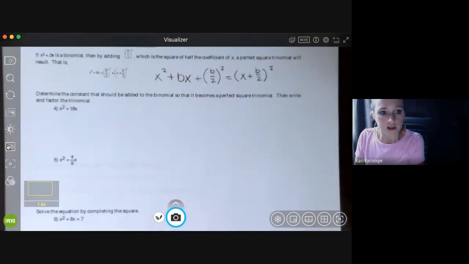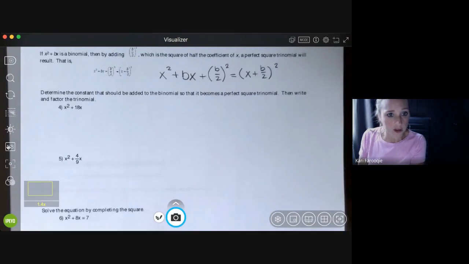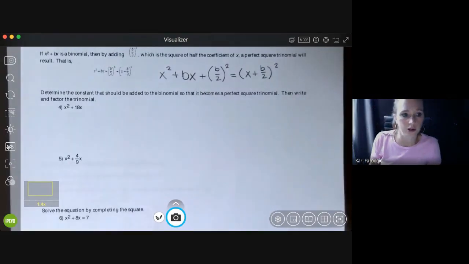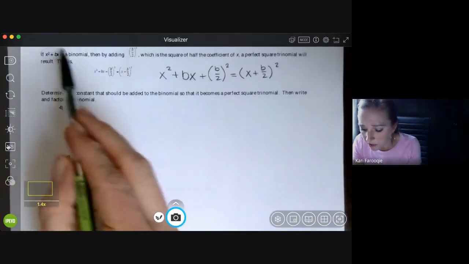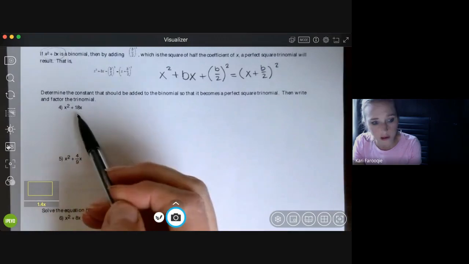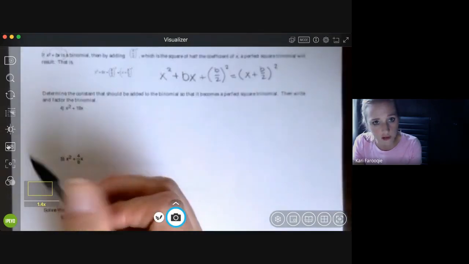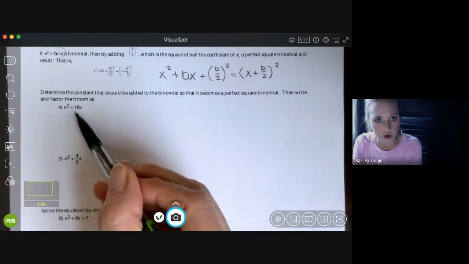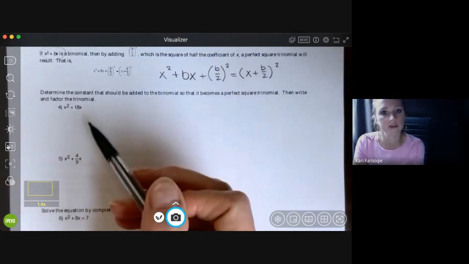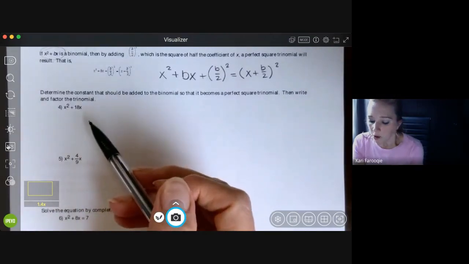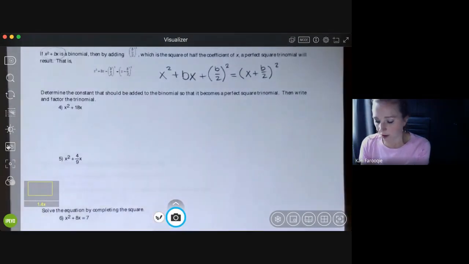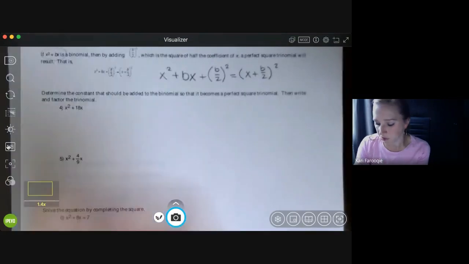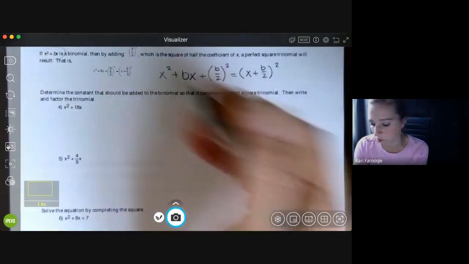Determine the constant that should be added to the binomial so that it becomes a perfect square trinomial. Then we're going to write and factor the trinomial. Note that we're being given a quantity that's a binomial, looks just like x squared plus bx. This time we have an actual value for b. So b is 18. What we're going to do is determine the quantity that needs to be added to make it a perfect square trinomial.